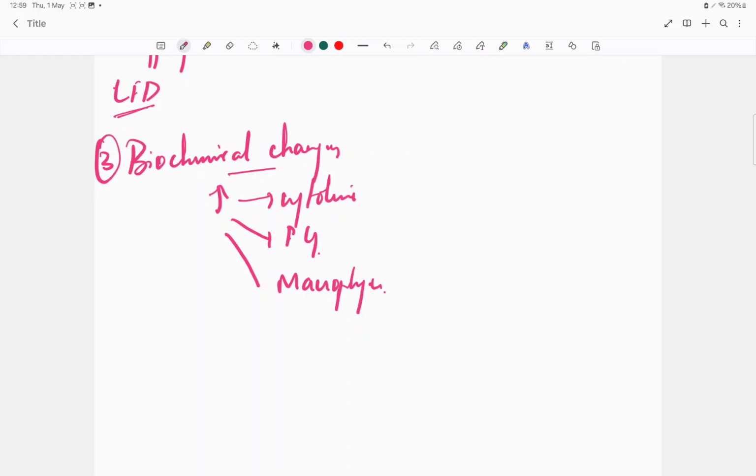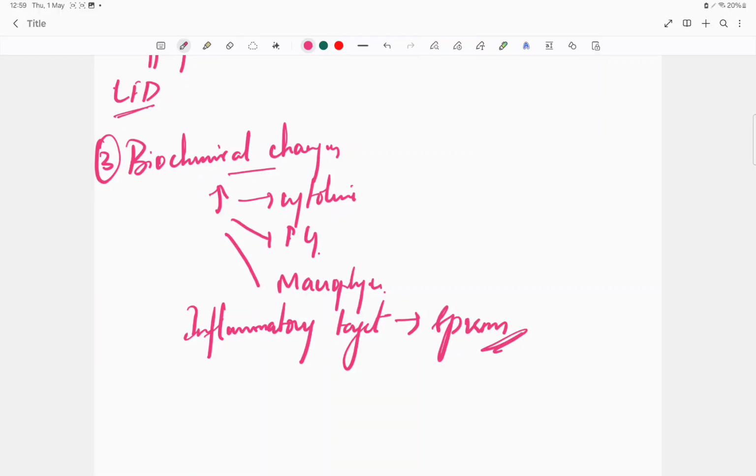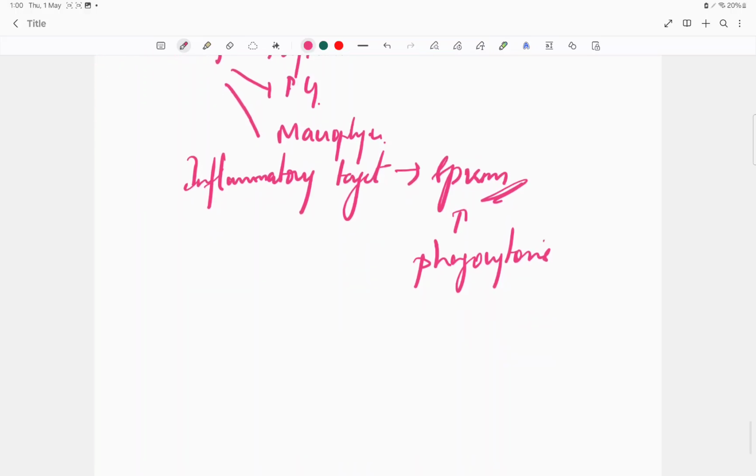Okay, now what happens? Because of this inflammation, even the inflammatory cells will target even the sperms. Important. So there will be development of phagocytosis of the sperms. But remember, this is not antibodies against the sperms. It is just phagocytosis. So it is just considered as an organism, and the cells will engulf it. So it is not an anti-sperm antibody. That's a different condition entirely.